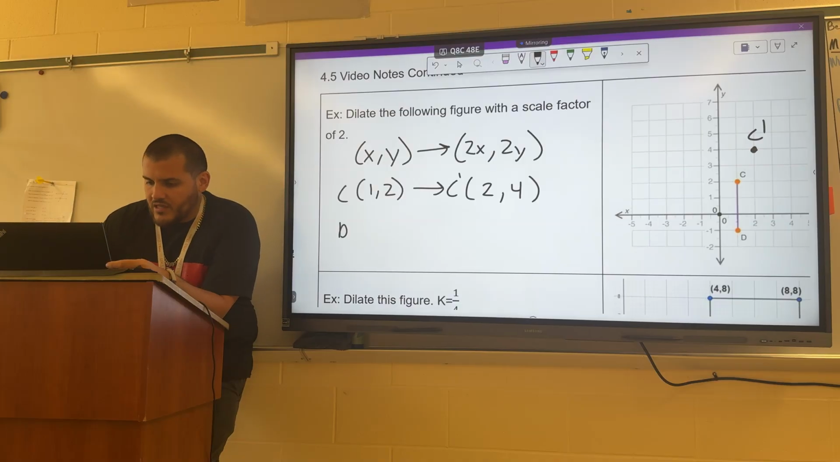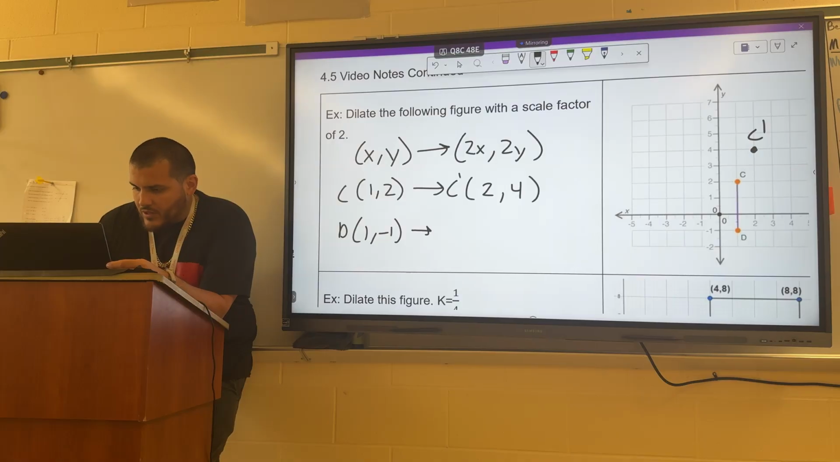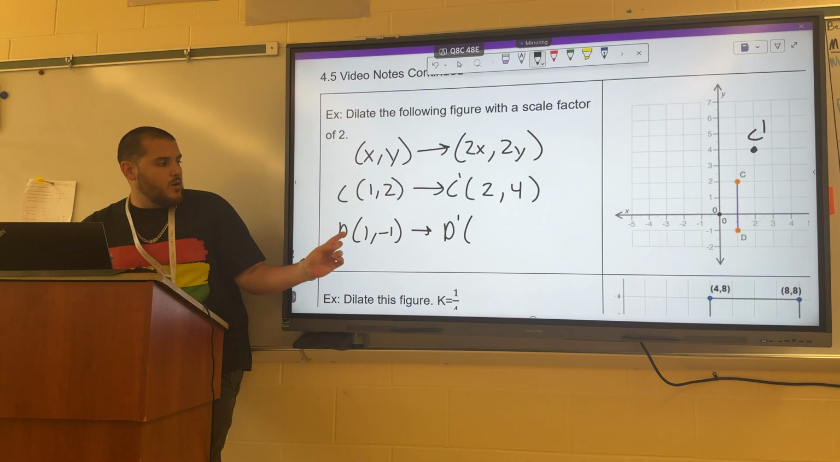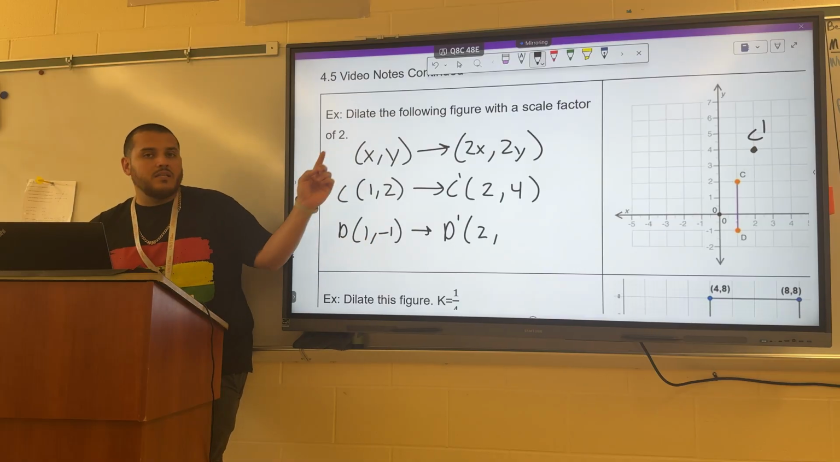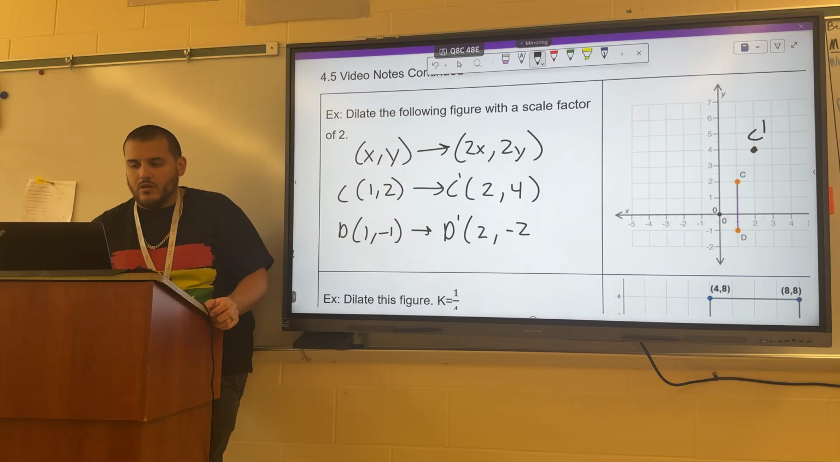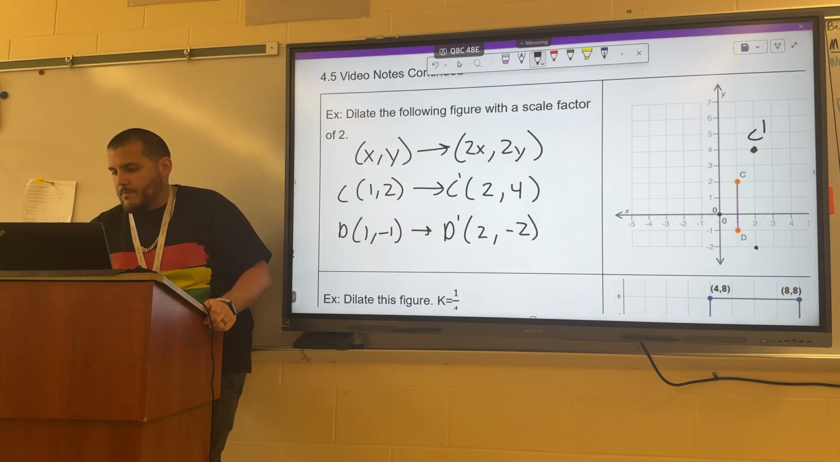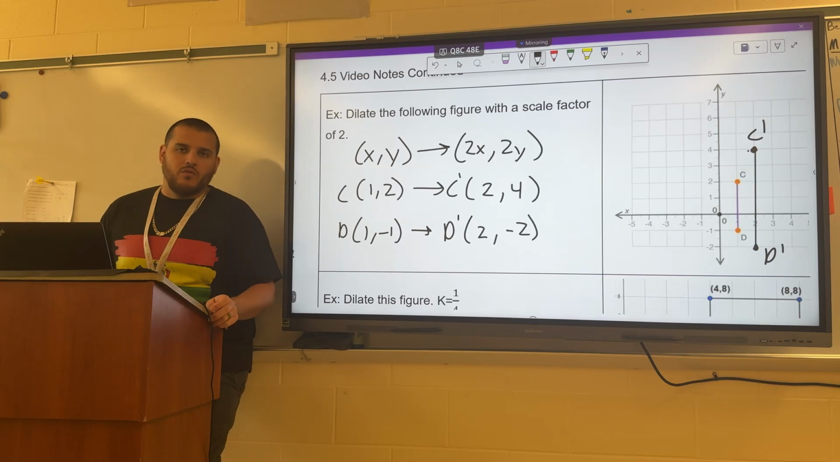Do the same thing for point D. My pre-image, D is located at positive 1, negative 1. If I multiply both of those by my scale factor of 2, I will get my image for D prime. 1 times 2 gives me positive 2. Negative 1 times positive 2 gives me negative 2. D prime's at positive 2, negative 2. Right, so function notation is really the key here as we perform dilations.